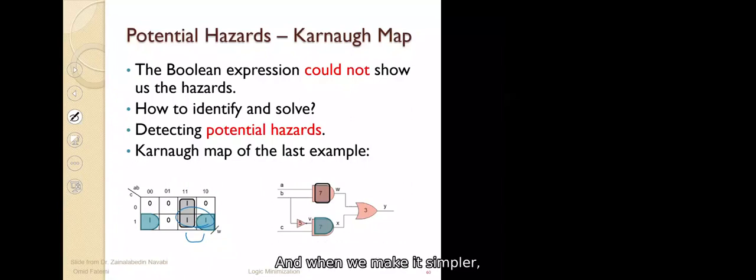And when we made it simpler, we didn't pick this implicant, which is AC. We didn't select this term because what we had before was enough. We don't need to pick that. But this is the reason that we have a hazard.